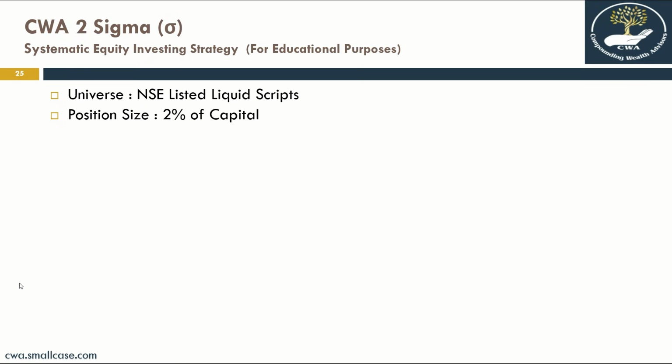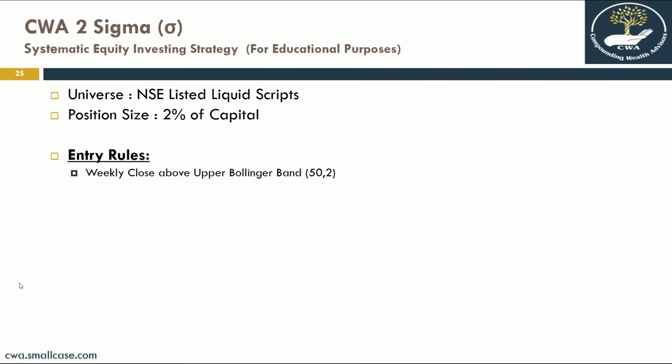The position size is 2% of capital. So for example, if someone has 1 lakh rupees, each buy signal will be given 2% of capital, which would be 2,000 rupees. Since this is a weekly investing strategy, the indicator is to be viewed after the close on Friday, and any action of buy or sell is to be taken on Monday.